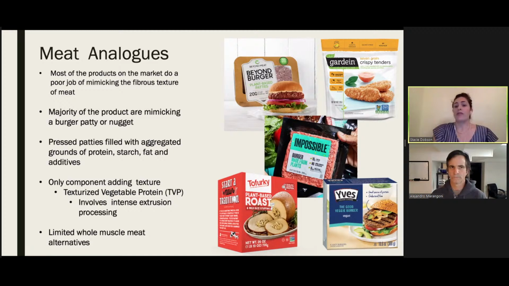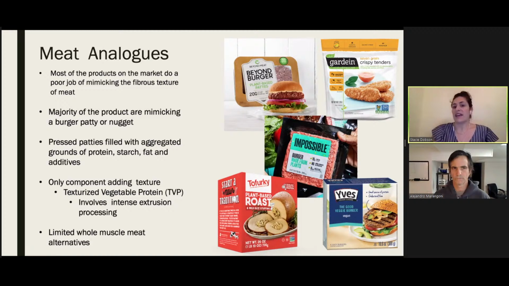And if we're going to want to grow the products and reach out to more consumers, we're going to have to have a variety of products that people want. So with that, we need to come up with a solution for that whole muscle fiber, that whole muscle meat. And also with these kinds of patties and ground beefs, a lot of it is little filamentous particles that then have to be stuck together with starches and fats and additives to get that texture and to get them to stick together.